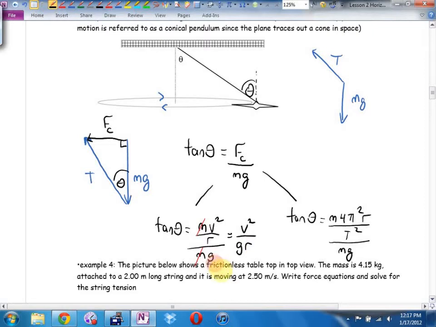Oh, Alex, but not Alex. How many M's on the top? How many on the bottom? Hey! Usually that'll happen. And in fact, this tidies up into 4 pi squared r over g t squared. Two different expressions for tan of theta. I don't memorize those. I kind of derive it from this if I have to. That's the conical pendulum where you have one force at an angle.